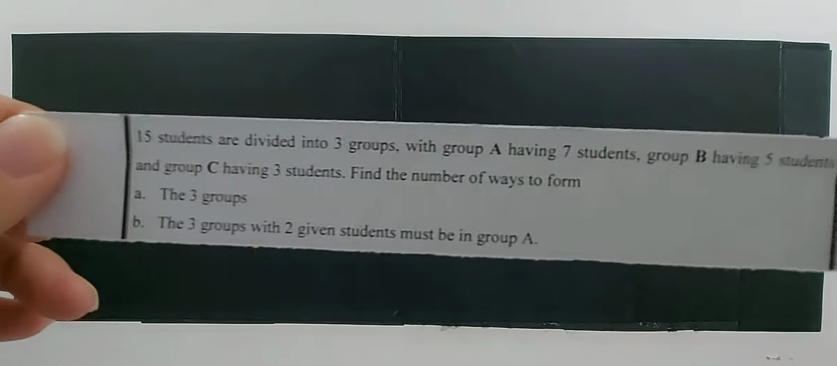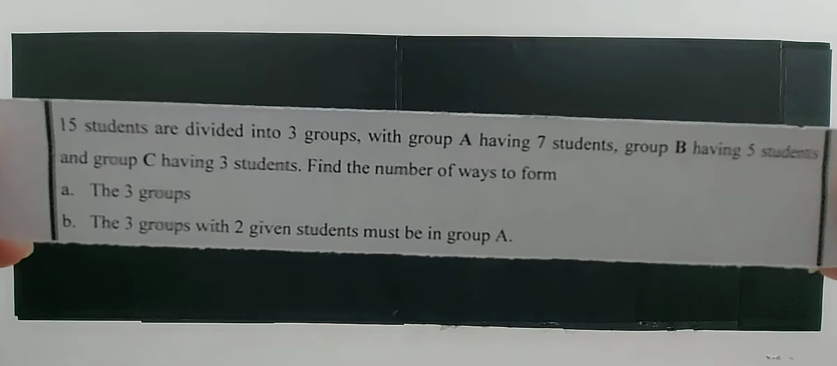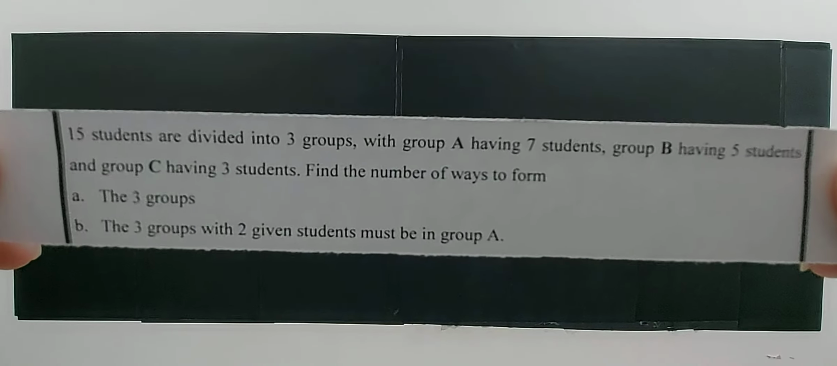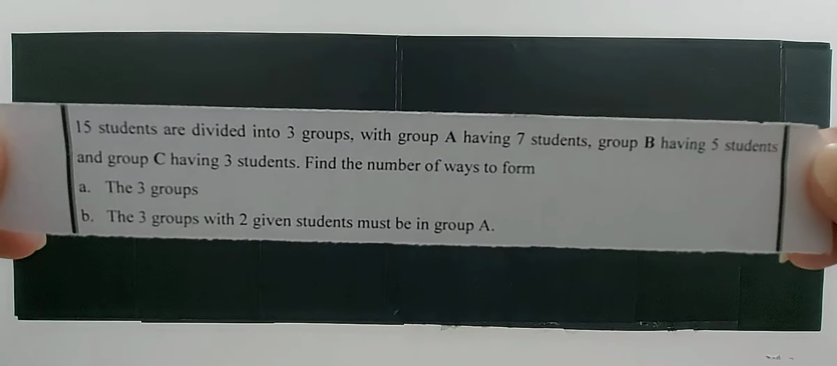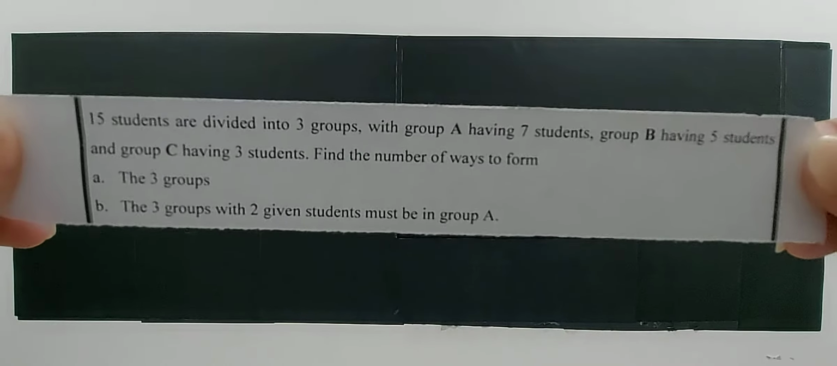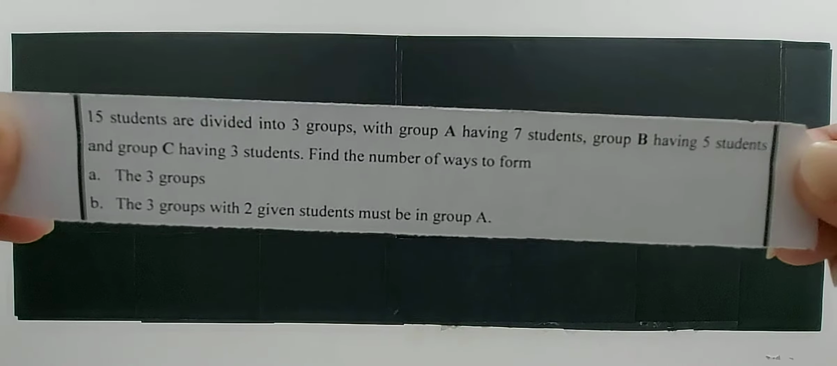Let's discuss another question, so that you can have some concept of how to use the knowledge of permutation and combination. You see that 15 students are divided into 3 groups. Group A has 7 students, group B has 5 students, and group C has 3 students. Total up will be 15 students. Find the number of ways to form the 3 groups. It's a grouping.